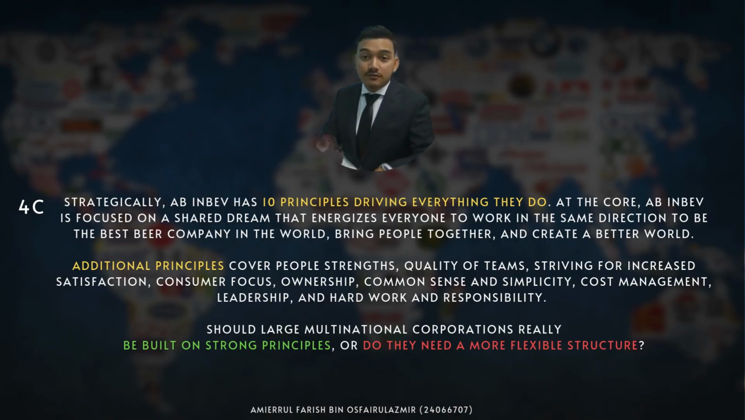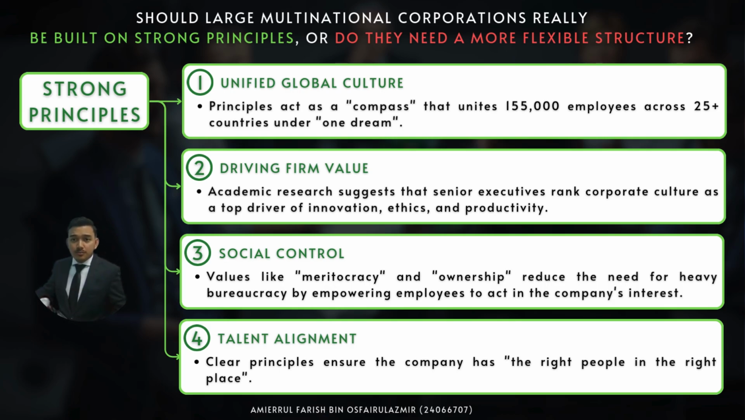Moving on to question 4c. Strategically, AB InBev has 10 principles driving everything they do. They also have additional principles covering people strength, quality of teams, striving for increased satisfaction, and much more. Should a large multinational corporation really be built on strong principles, or does it need a flexible structure? There is a strong case for principles. For a company with 155,000 employees across 100 countries, these values act as a global compass.